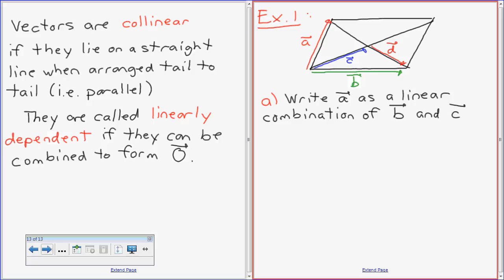So I want to get to vector A. How can I combine B and C in order to get A, please? What do I want to add? Yeah, go ahead. B plus C plus C is... Okay, so B plus C is A. Not quite. Not close though.